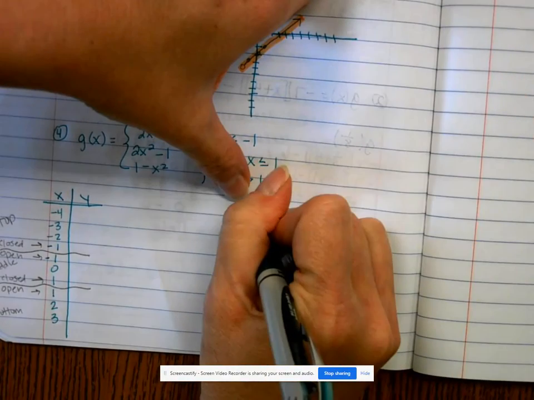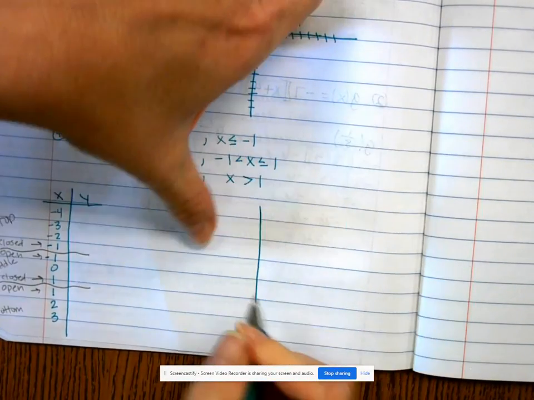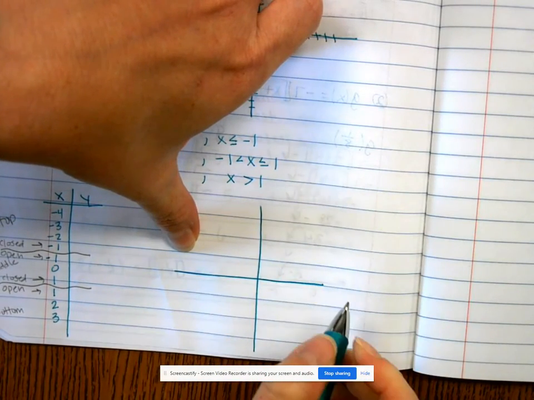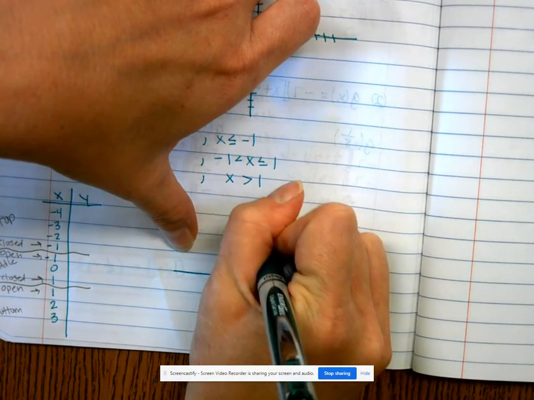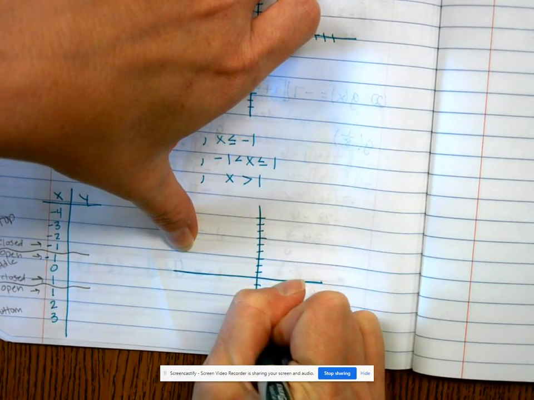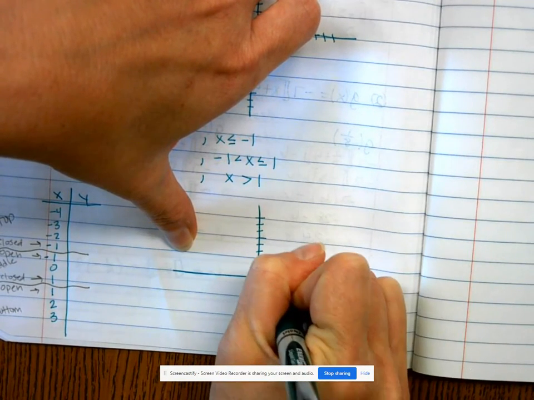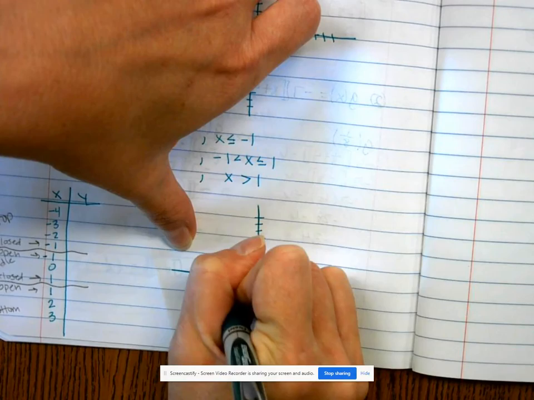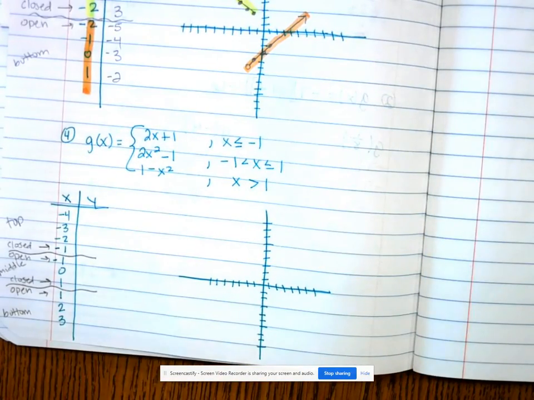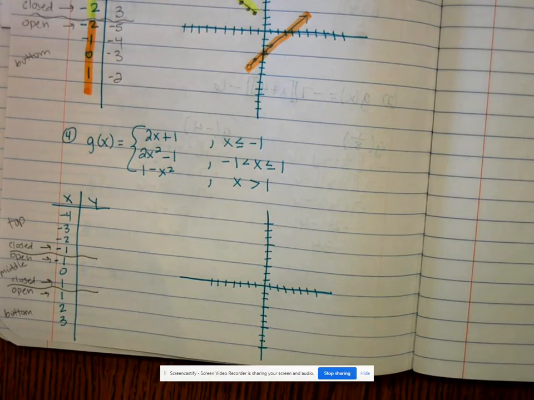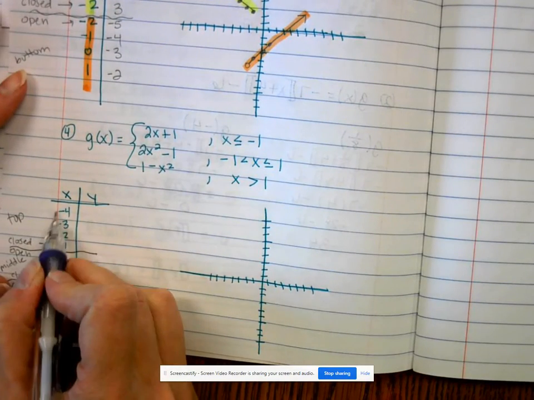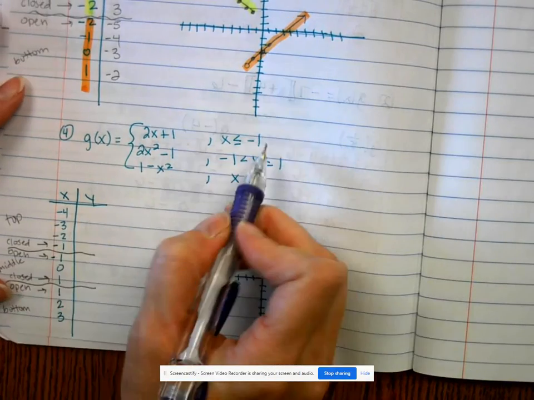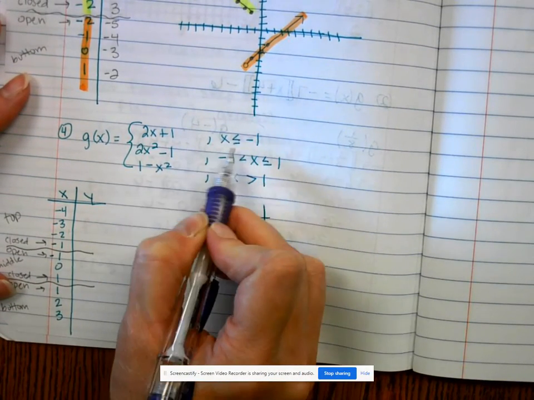All right, so let's see if I draw my graph. Okay, so here we go. Oops, sorry. Grab my highlighters. Okay, so all of these numbers we picked because they were smaller than negative 1, so they go into the top because it says less than or equal to negative 1.